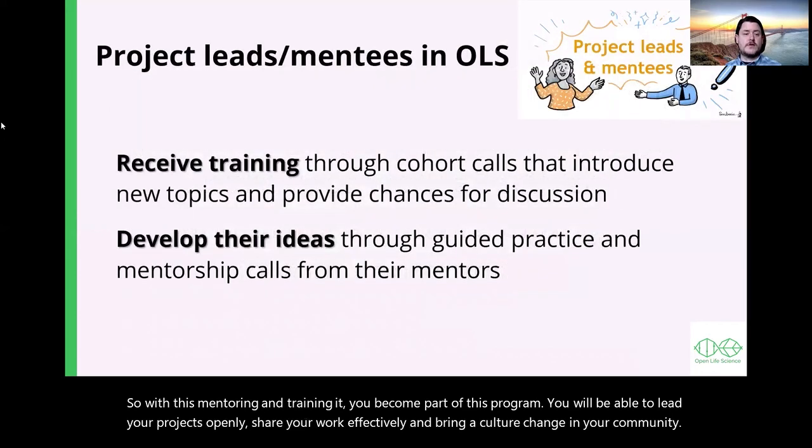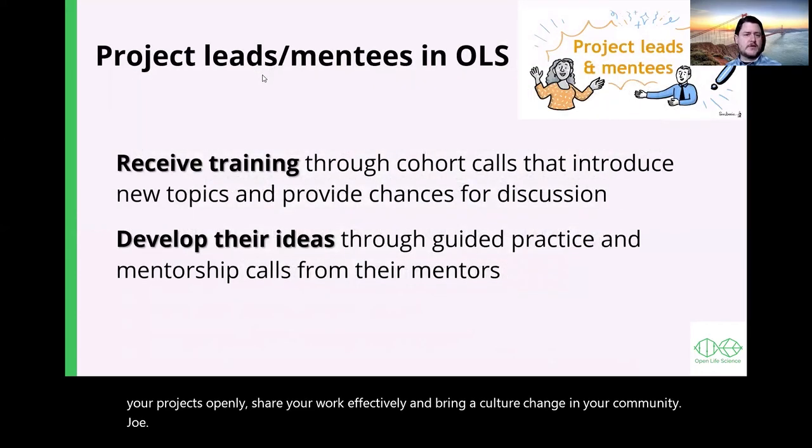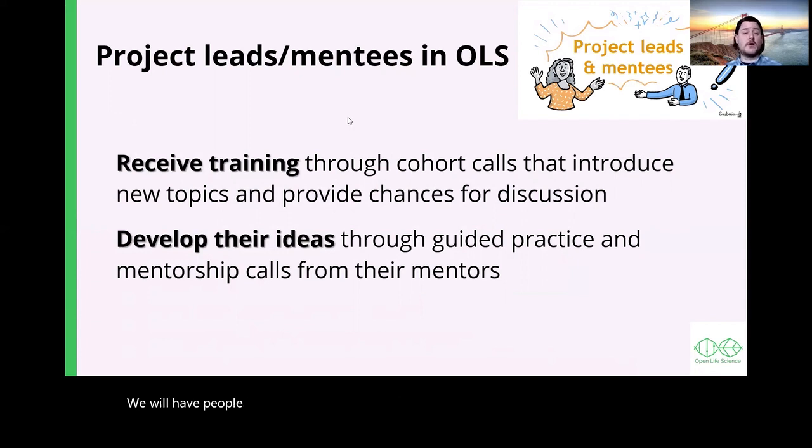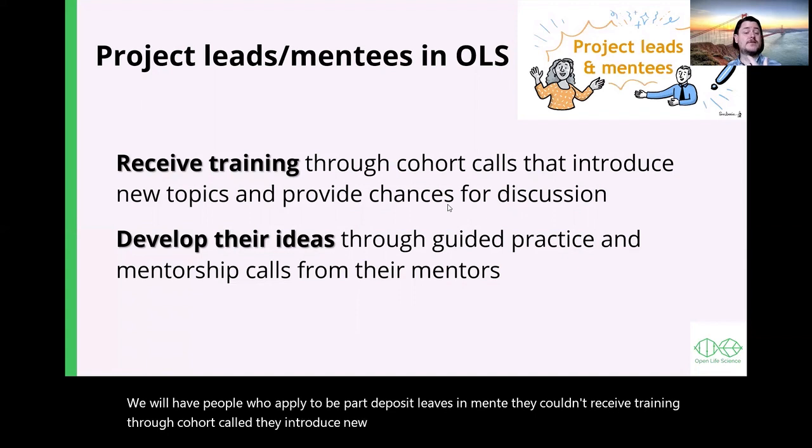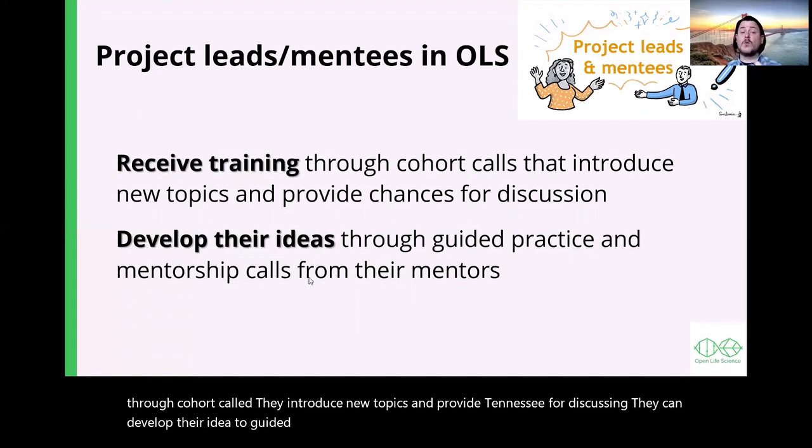All right. So how does this really work? Whenever we set up a new training cohort session, for 16 weeks, we will have people who apply to be part of the project leads and mentees. They're going to receive training through cohort calls that introduce new topics and provide chances for discussion. They can develop their ideas through guided practice and mentorship calls with their mentors.